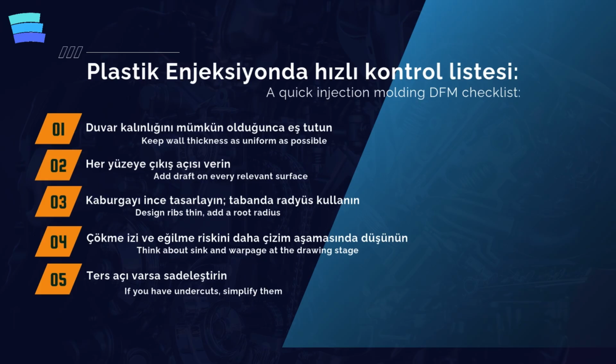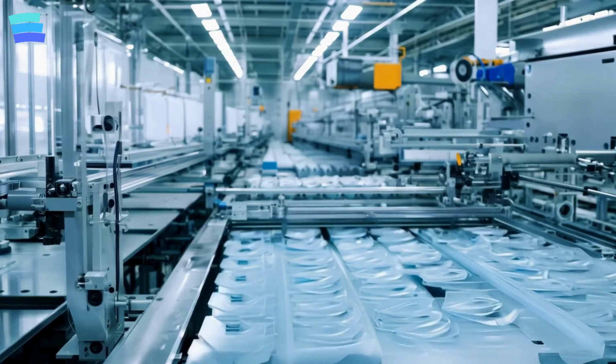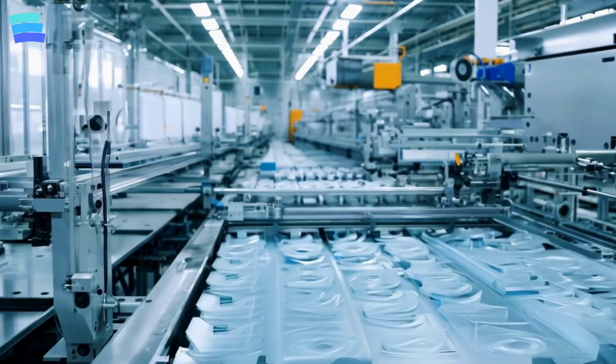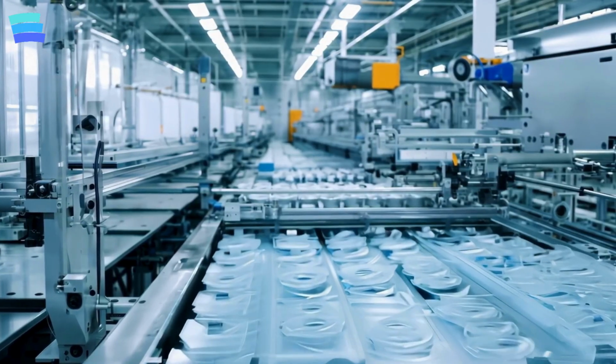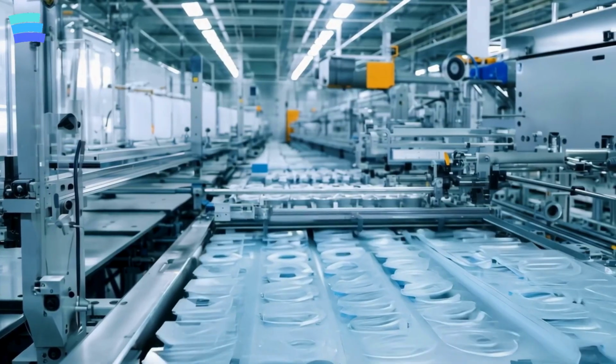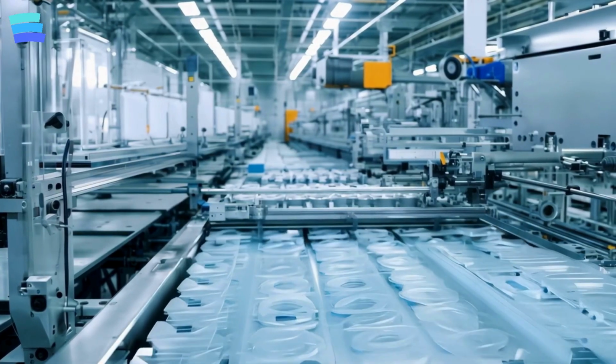5. If you have undercuts, simplify them. If you cannot, accept the side action cost from the beginning and design around it. The most common issue on drawings for molded parts is ignoring how shrinkage and ejection affect tolerances. To specify function more accurately, use profile and position tolerances more deliberately together with surface requirements.